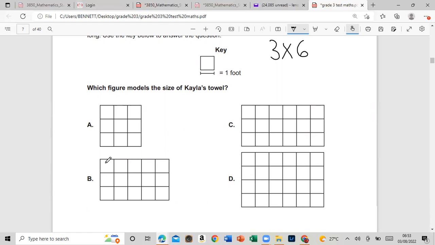So we have this one. We can eliminate this, right? We're looking for a 3 by 6. Alright, let's look at this one now. We can eliminate this because this is a 5 by 3, right? So you continue to do it. And do it now. 1, 2, 3, 4, 5, 6, and 2, 3. This is a 3 by 6, so our answer would be C.